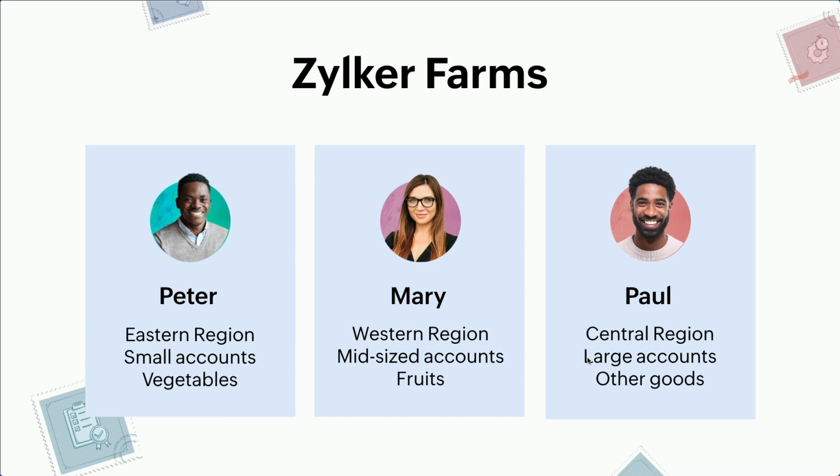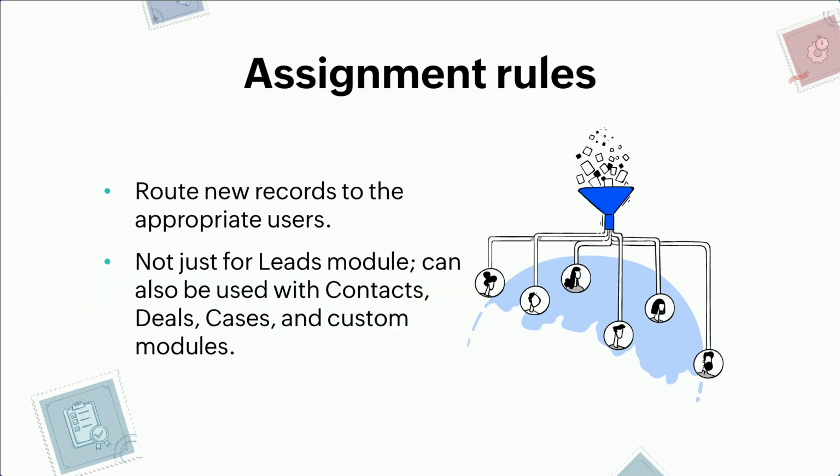So let's check in a little bit on Zoker Farms again. We have Peter, Mary, and Paul, who are 3 of our salespeople, and we can just see the different types of regions they may represent. And maybe these are 3 individuals, maybe they're sales heads, and we have entire teams that we're needing to assign these out to. With assignment rules, we can solve this problem. Assignment rules allow us to route new records to the appropriate users.